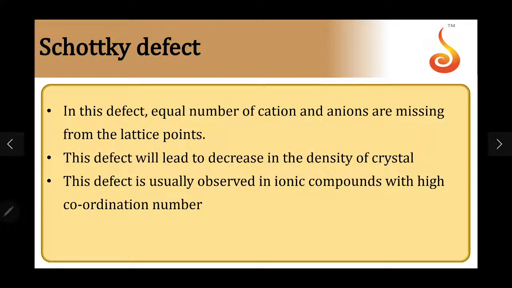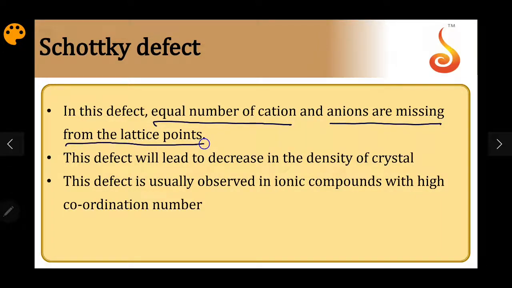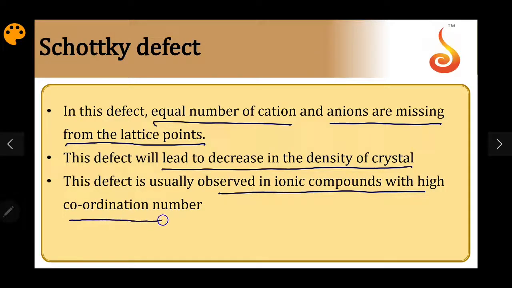Schottky defect is a case where an equal number of cations and anions are missing from the lattice points, and this defect will lead to a decrease in the density of the crystal. This defect is usually observed in compounds with higher coordination number. So coordination number 6, coordination number 8, the defect is quite common.